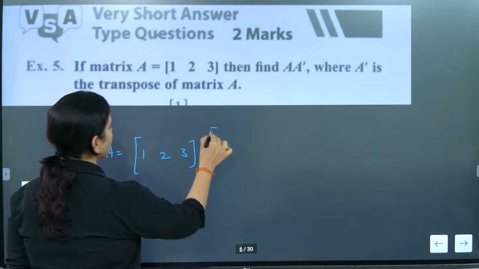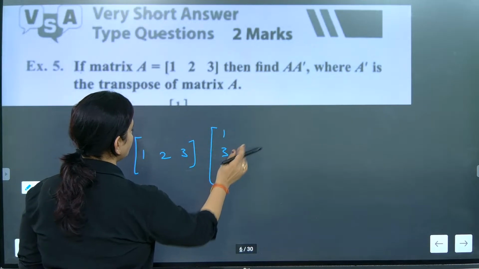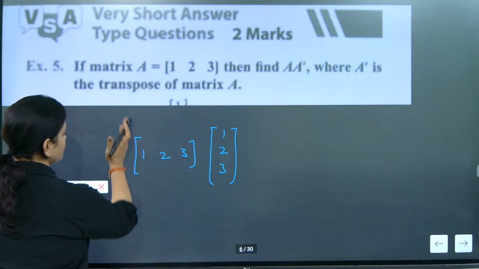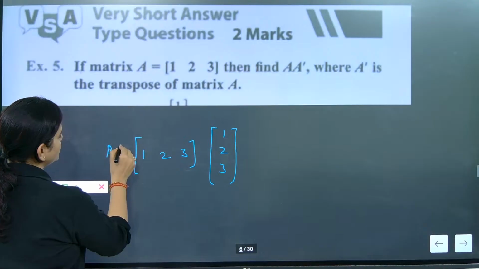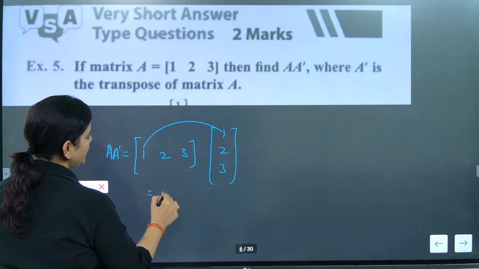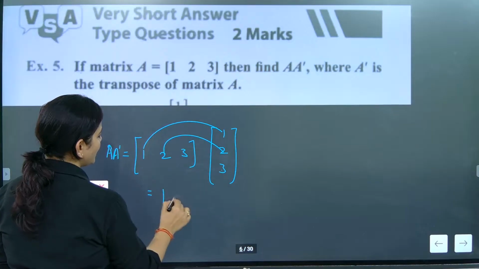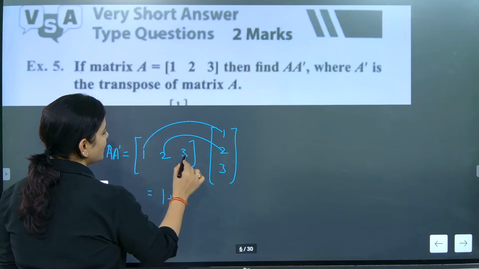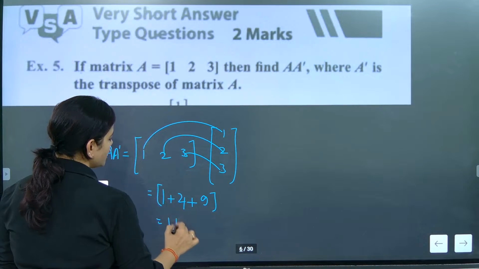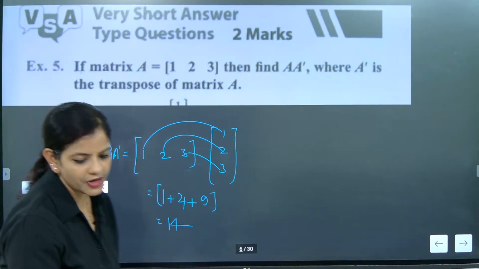Transpose of A will become what? Row will get converted into column. So here it will become 1, 2, 3 as a column. So A into A transpose: 1 will multiply with 1, it will become 1. 2 will multiply with 2, it will become plus 4. And then 3 will multiply with 3, this will become 9. So the total answer will be coming as 14.